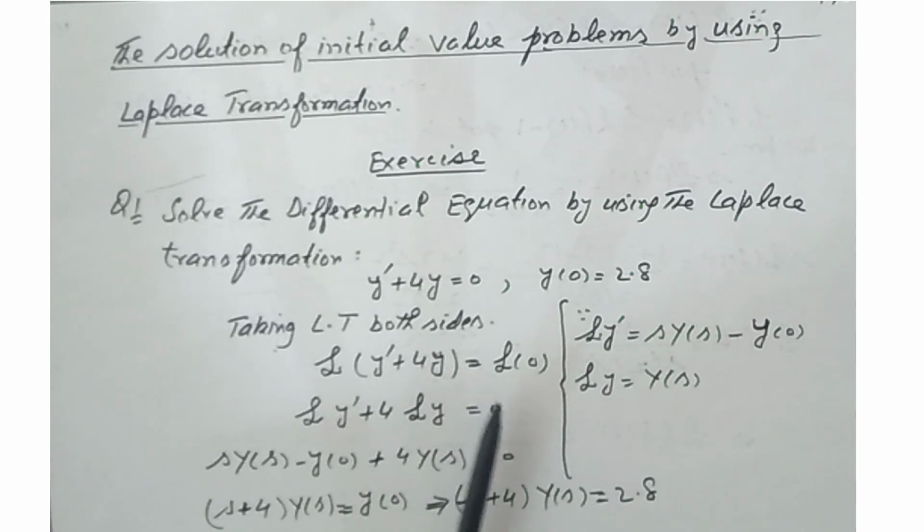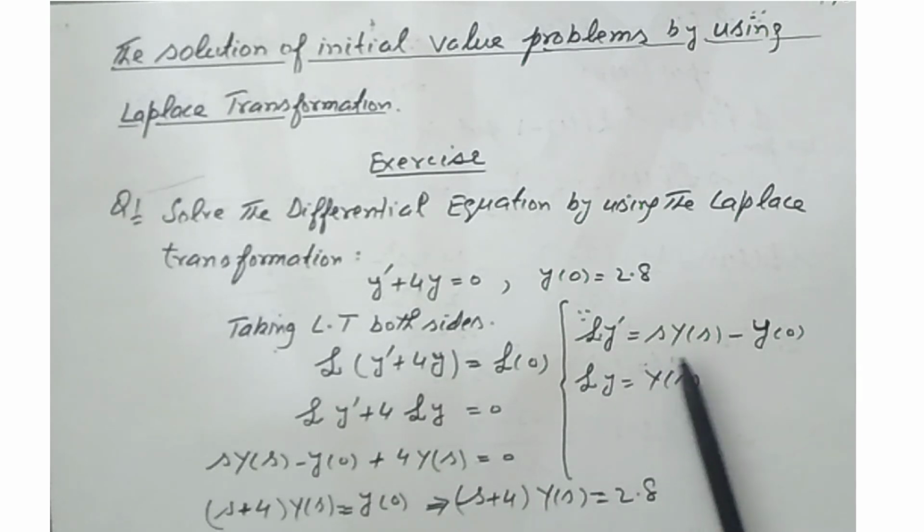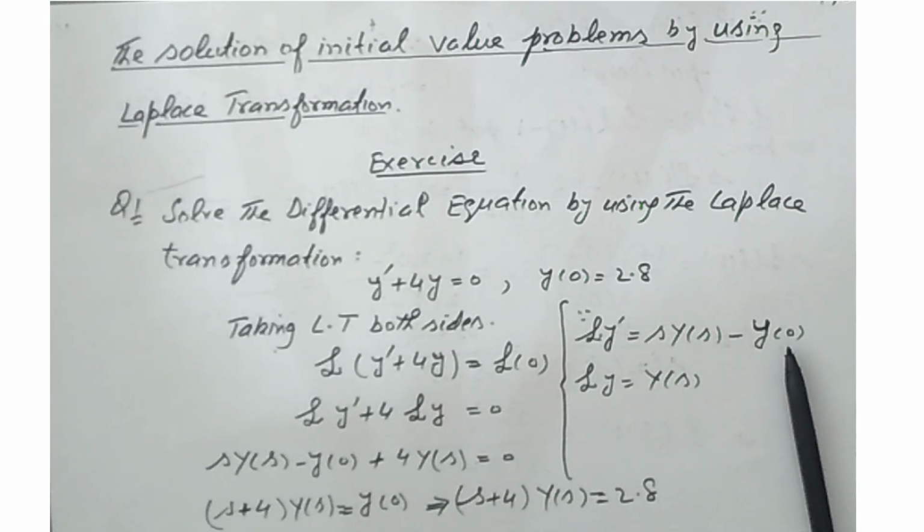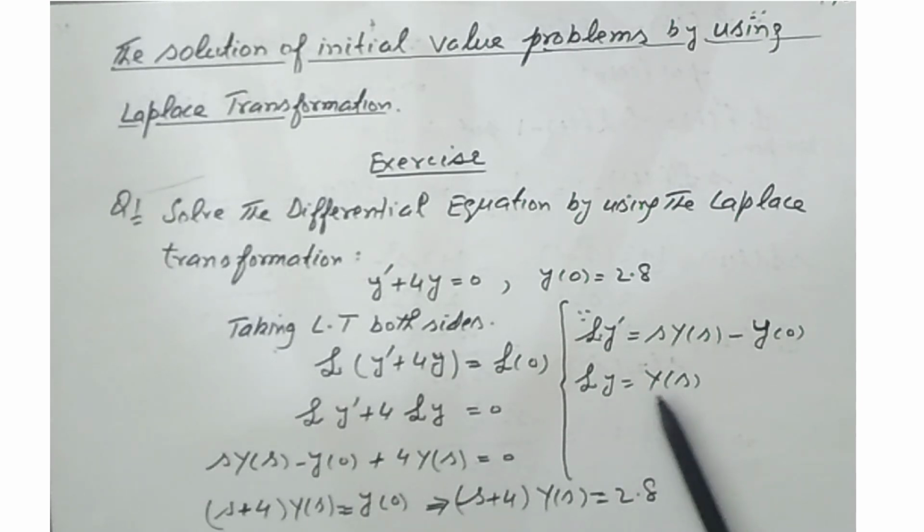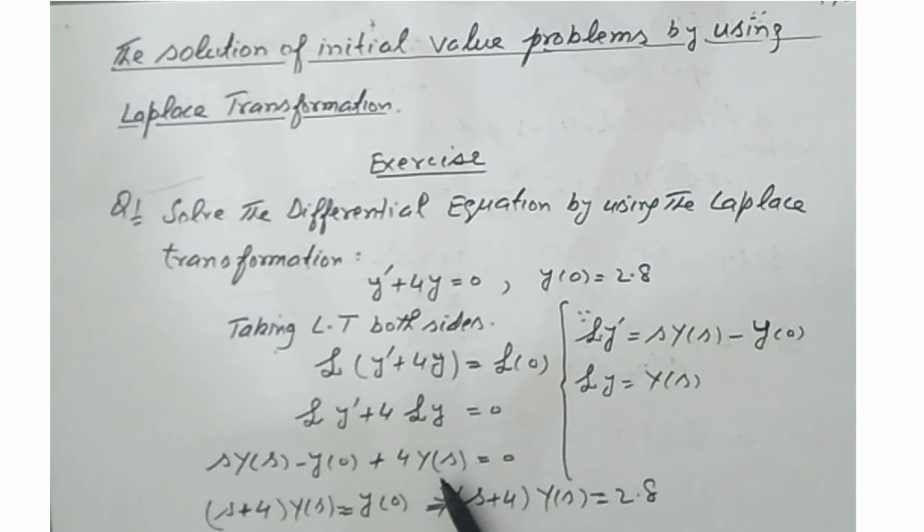Laplace of y' + 4y equals Laplace of 0. Separating, we get Laplace of y' + 4 Laplace of y, and Laplace of 0 equals 0. So you know the formula: Laplace of y' equals sY(s) - y(0), and Laplace of y equals Y(s). These formulas we will use here. In this place we write sY(s) - y(0), and Laplace of y equals capital Y(s).